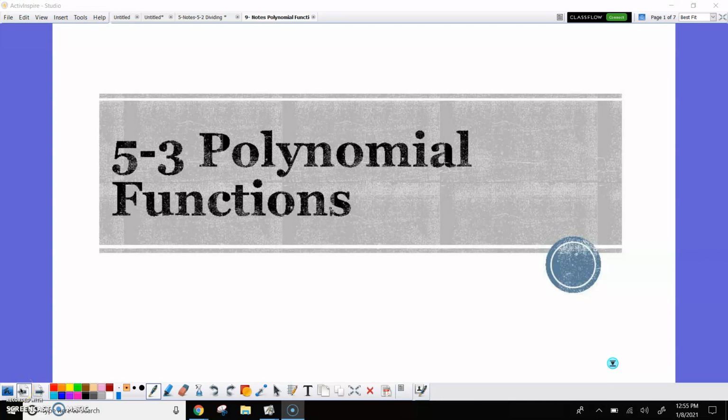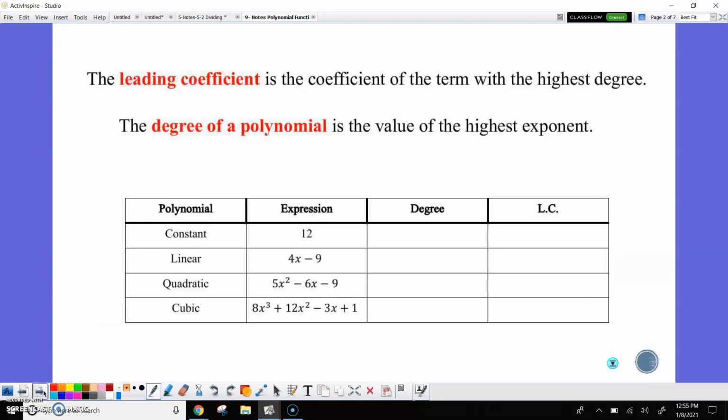Okay guys, welcome. Today's notes are over polynomial functions 5-3. So pause the video whenever you need to write everything down, but a leading coefficient is the coefficient of the term with the highest degree, and the degree of a polynomial is the value of the highest exponent.